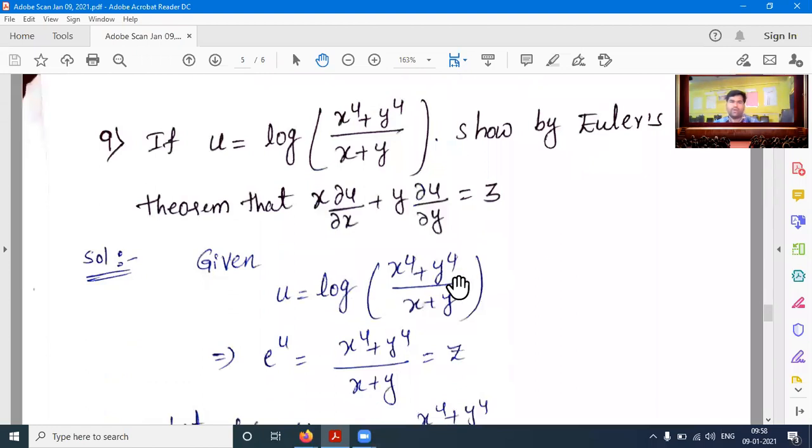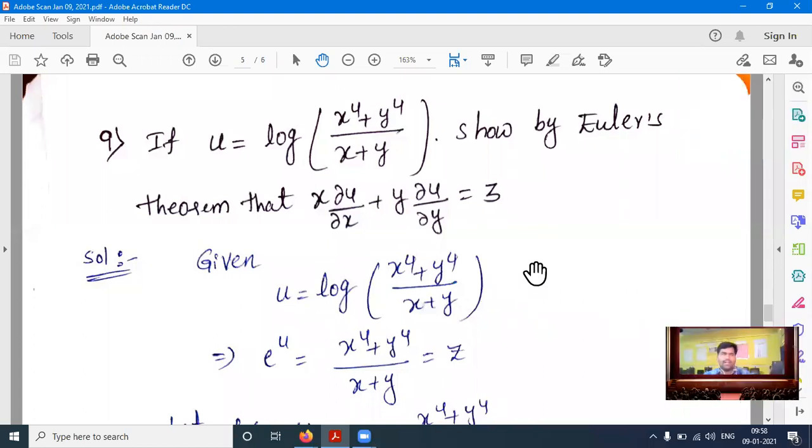Okay, right. Next problem. We already discussed this problem in partial differential equations, but I think I gave it as homework. If u is equal to log of (x⁴ plus y⁴) divided by (x plus y), I only explained this one there, but it is difficult. But with Euler's theorem, it is very easy. That time I said it is also there in homogeneous functions.